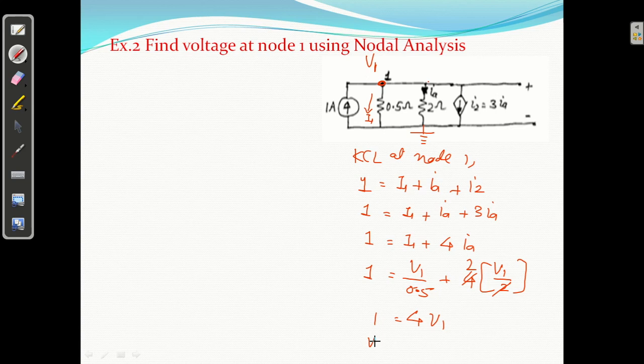So what is the value of V1 I am getting? 1 by 4, 0.25 volt I am getting. So that is the answer. Directly I got the answer. V1 equal to 0.25 volt, right?